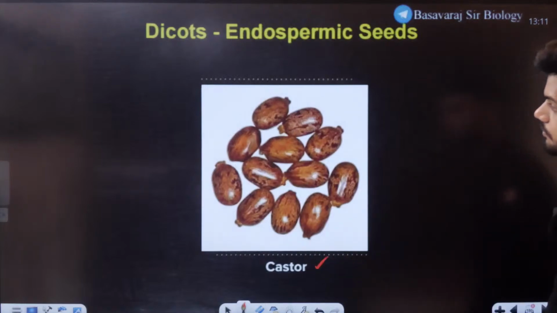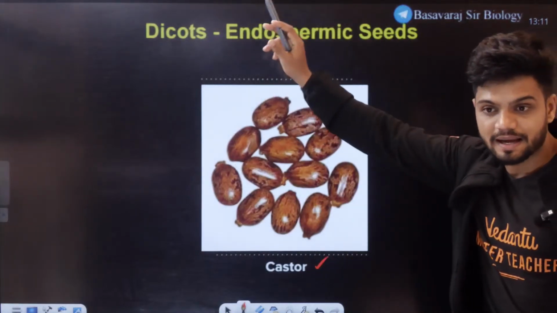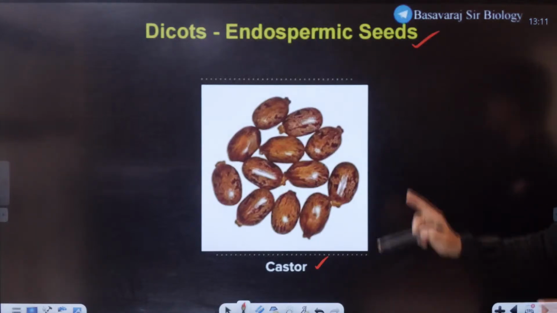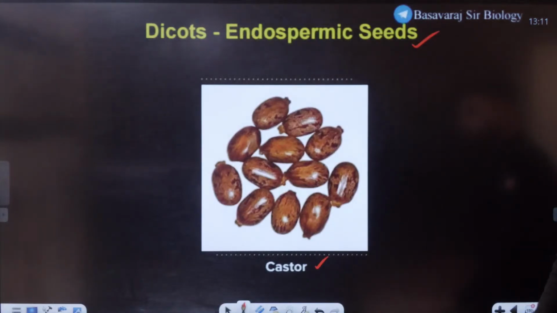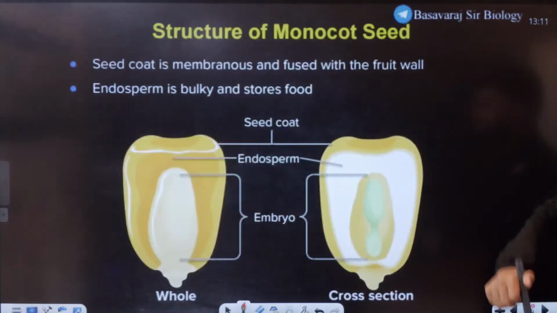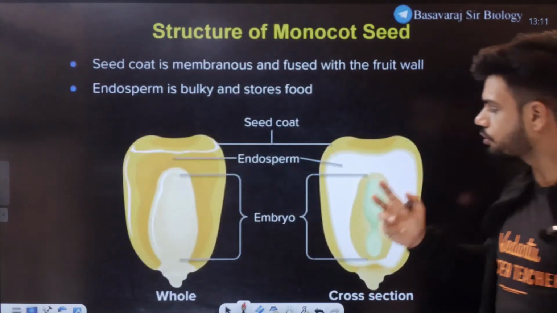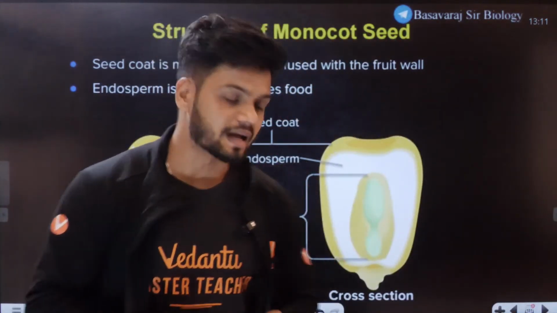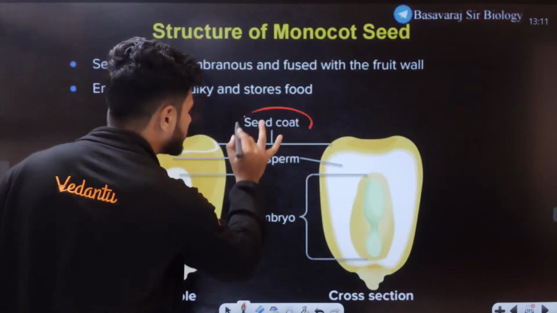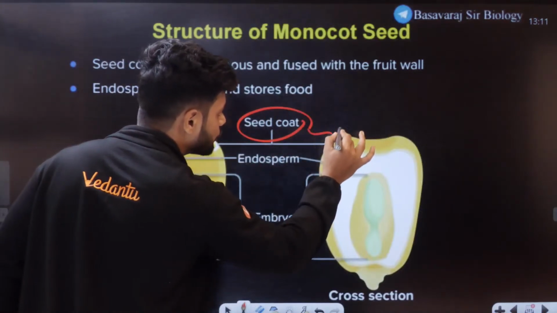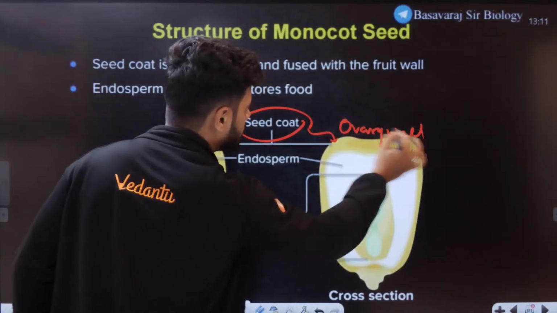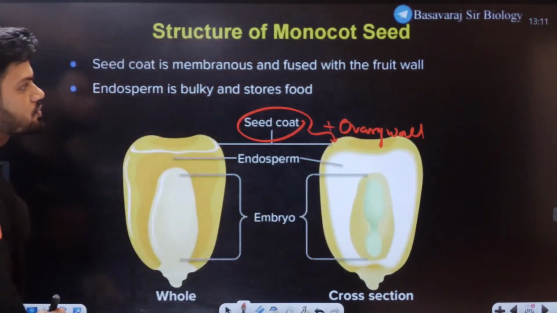Castor seeds. They are dicots, but endosperm is present. So remember this exception about your dicot seeds. Now, what about in the case of monocot seed? In the case of monocot seeds, the first difference we'll notice is that the seed coat is actually fused with the ovary wall. Ovary wall and seed coat are completely fused here.